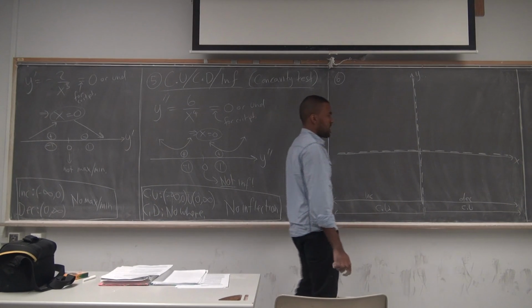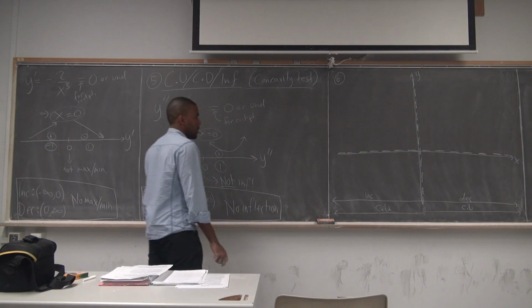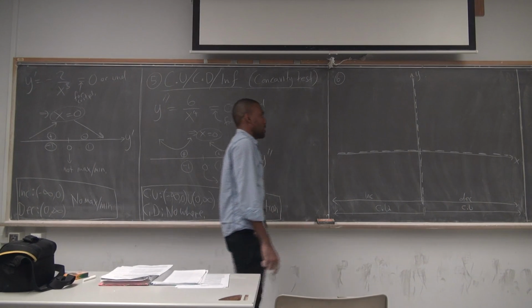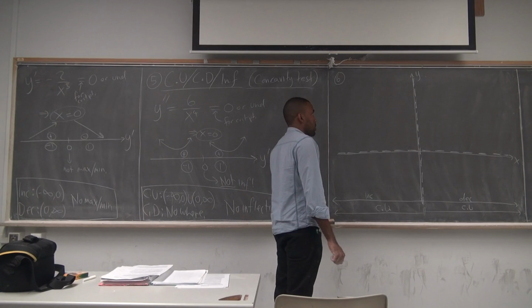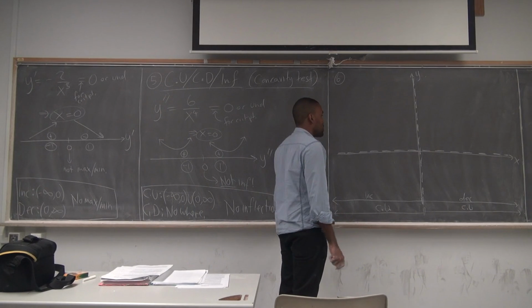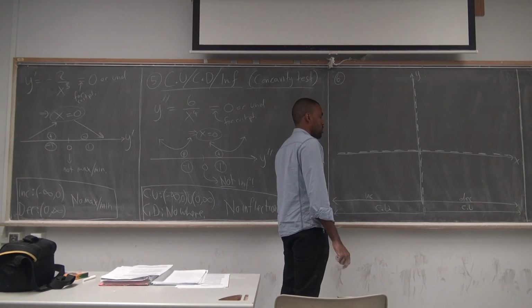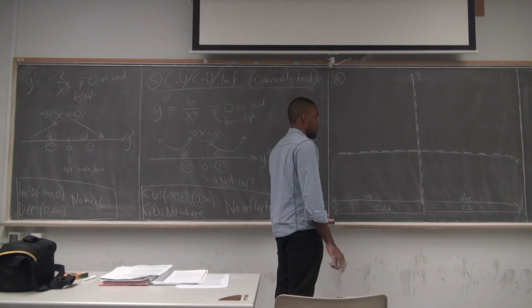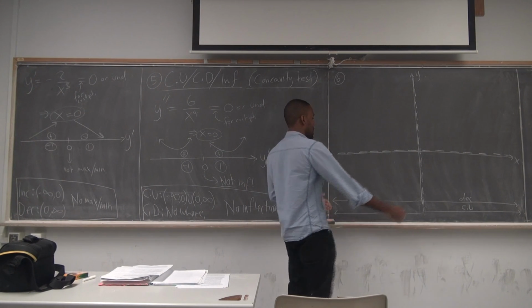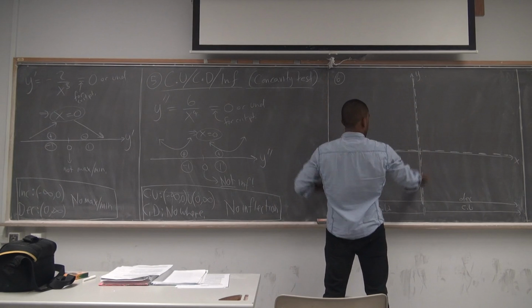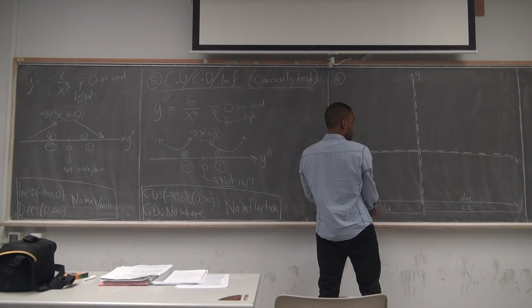Okay. So now here we're going to start drawing the graph. This is not really the one where you're going to have to test any points, but I'll show you later where we test points. So now I know on this side of the graph what I should be doing. I should be increasing and I should be concave up, right?